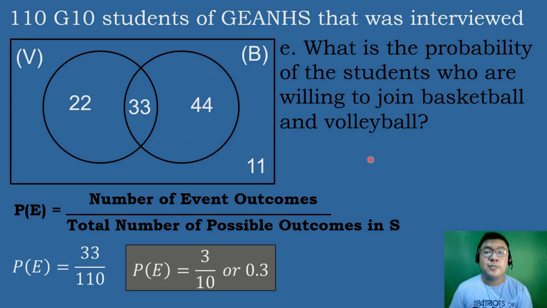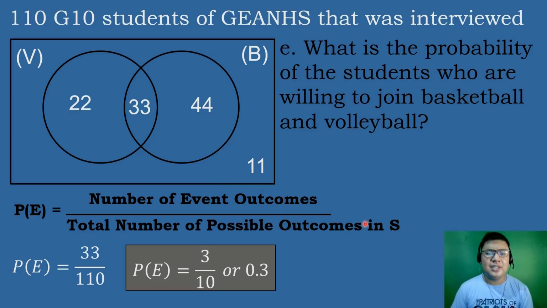Now, in this problem, what is the probability of the students who are willing to join basketball and volleyball? This also shows a new concept that we will be learning today, and that is the intersection of two events. If we see the word "and" between the events basketball and volleyball, then it shows intersection of two events. To get the number of event outcomes, we will just look at the portion in which the two circles overlap with each other, which is this portion, and that is equal to 33.